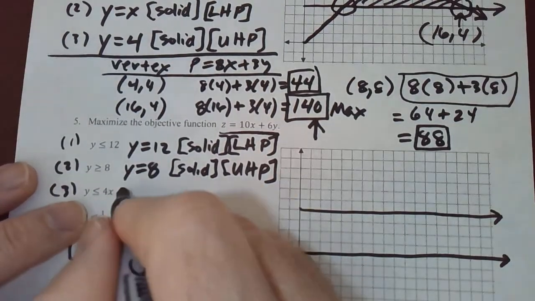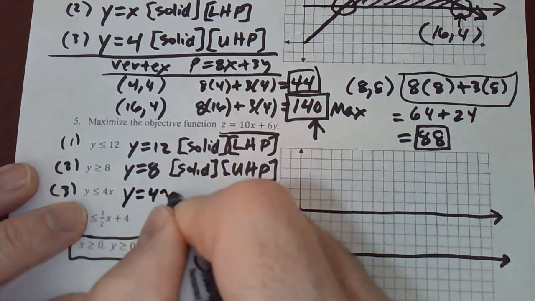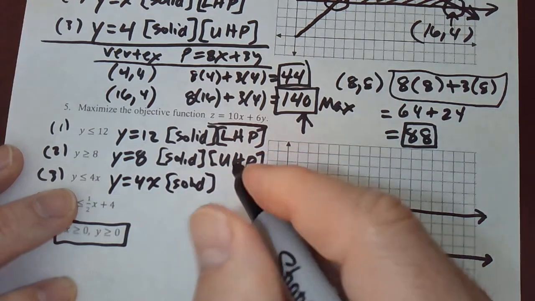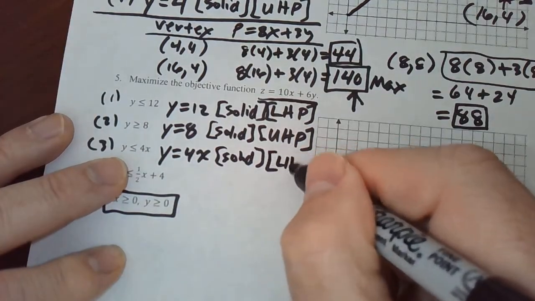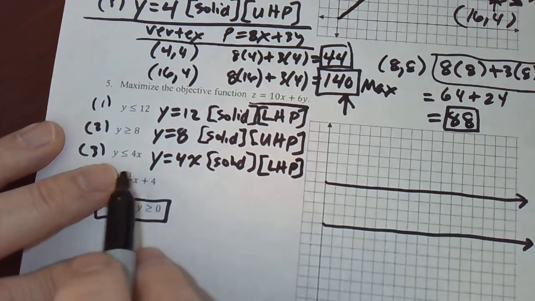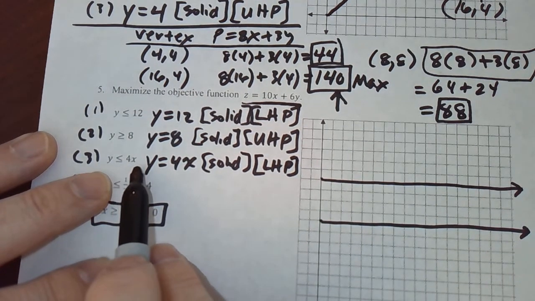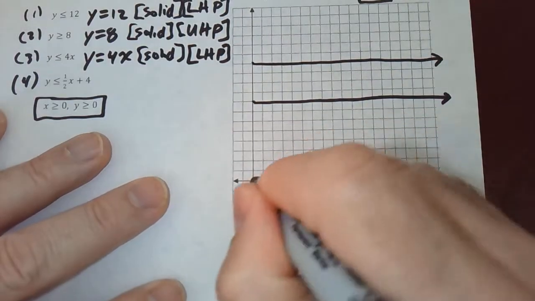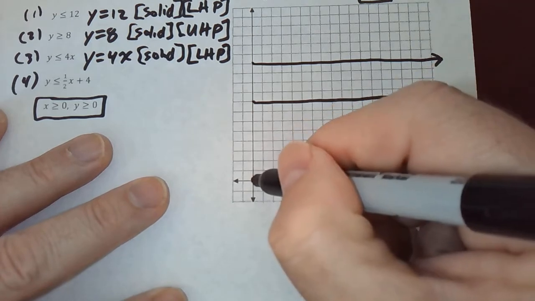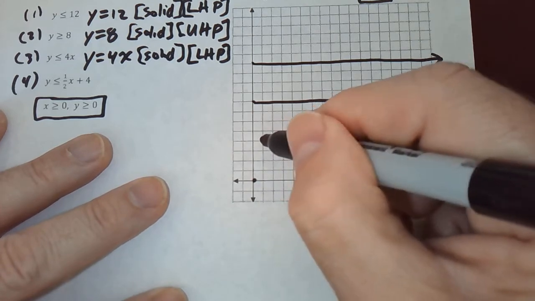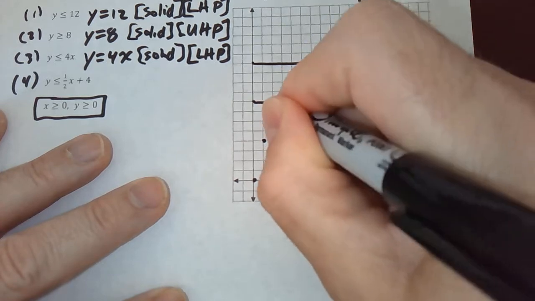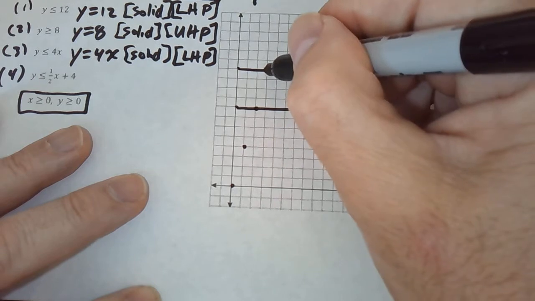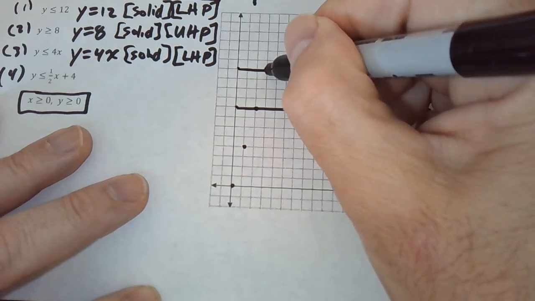y less than or equal to 4x. The line would be y equals 4x. It'll be a solid line, and a lower half plane. y equals 4x has 0 as the y-intercept and a slope of 4. So it starts here, and then slope of 4 means 4 over 1. Go up 4 over 1, up 4 over 1, up 4 over 1 would put me here, and then there.